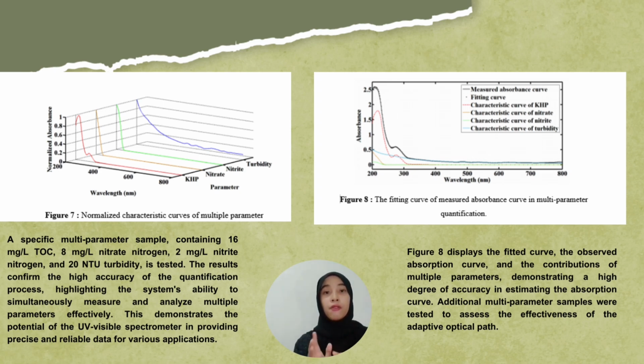So next, a specific multi-parameter sample containing 60 mg per liter TOC, 8 mg per liter nitrate nitrogen, 2 mg per liter nitrate nitrogen, and 20 NTU turbidity is tested. The result confirmed the high accuracy of the quantification process, highlighting the system's ability to simultaneously measure and analyze multiple parameters effectively. So this demonstrates the potential of the UV visible spectrometer in providing precise and reliable data for various applications.